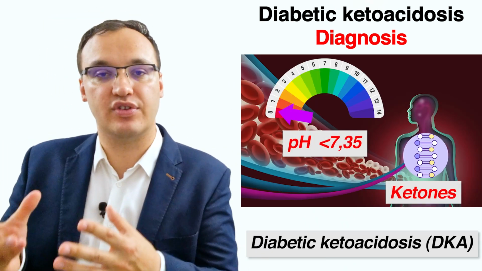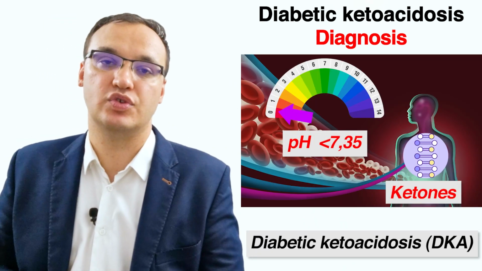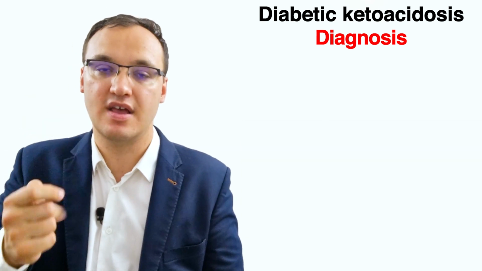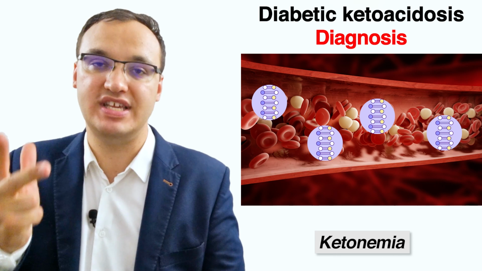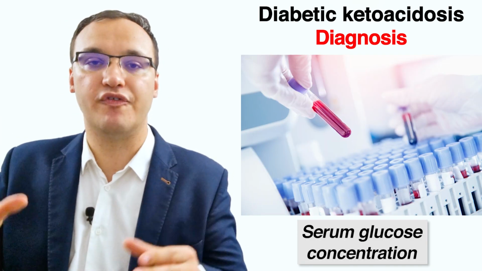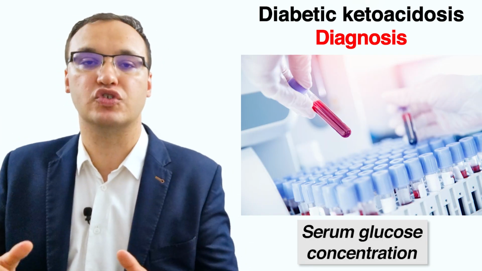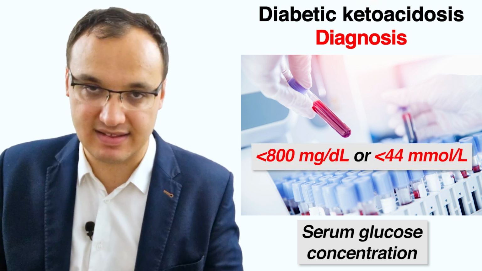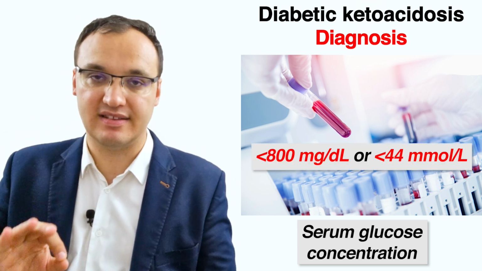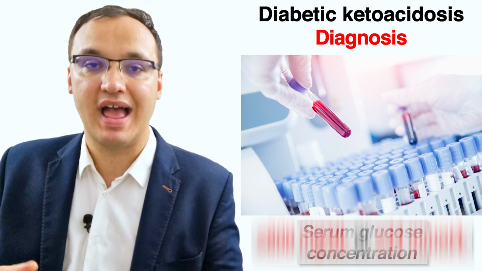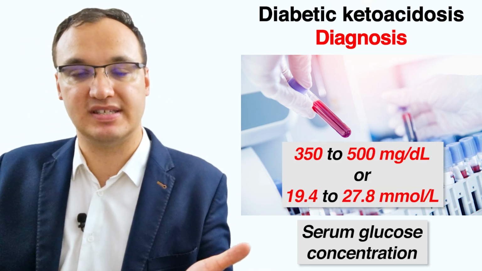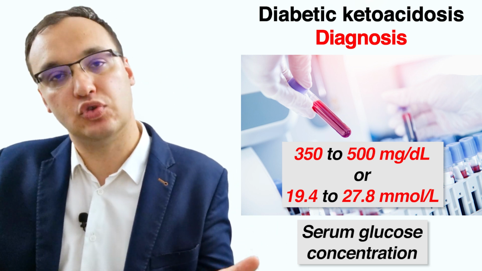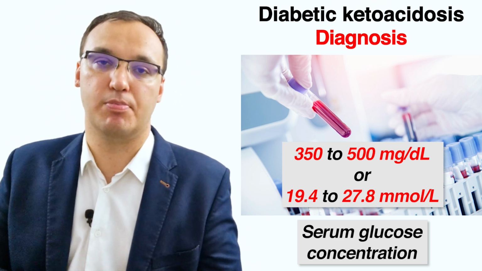And the diagnostic criteria for diabetic ketoacidosis are the triad, so three things, of hyperglycemia, anion gap metabolic acidosis, and ketonemia. The metabolic acidosis is often a significant finding, and the serum glucose concentration is usually less than 800 milligram per deciliter or less than 44 millimole per liter, and usually between 350 to 500 milligram per deciliter or 19.4 to 27.8 millimole per liter.